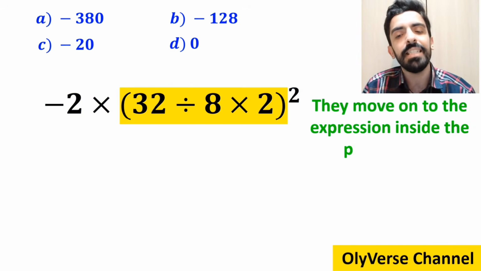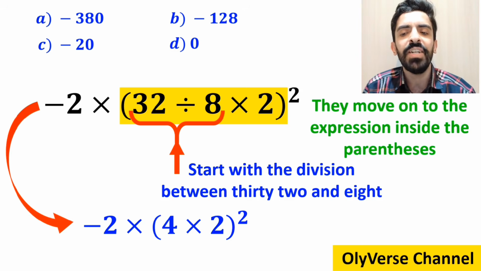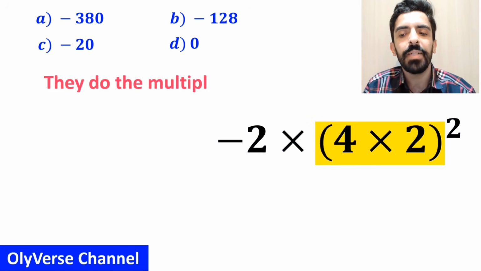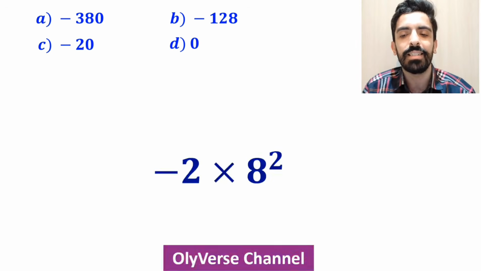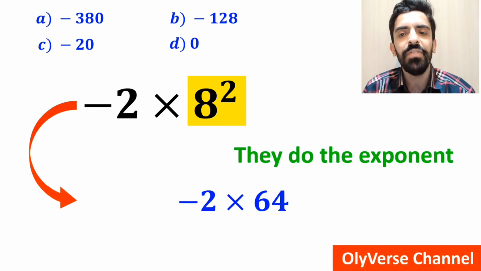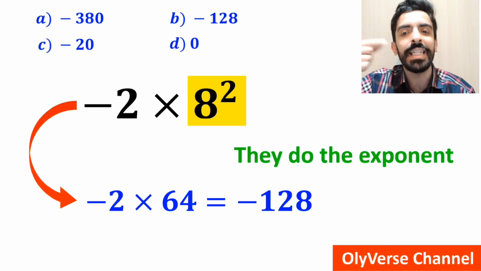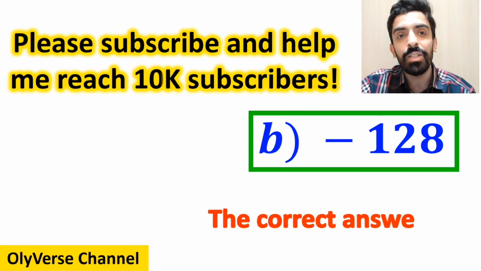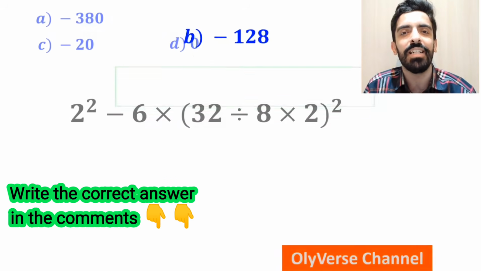Then they move on to the expression inside the parentheses and start with the division between 32 and 8. So, they simplify this expression to negative 2 multiplied by (4 times 2) all squared. Next, they do the multiplication between 4 and 2 and write this expression as negative 2 multiplied by 8 squared. Finally, they do the exponent and simplify this expression to negative 2 multiplied by 64, which finally gives them the answer negative 128. Then, without any hesitation, they quickly say that the correct answer to this question is option B. However, it's not the correct answer to this question.